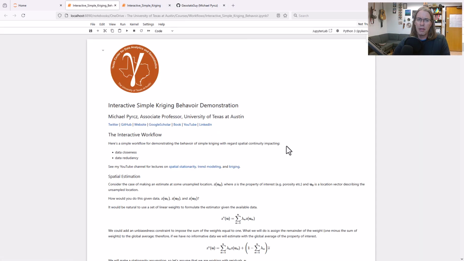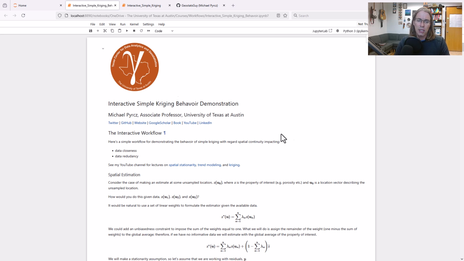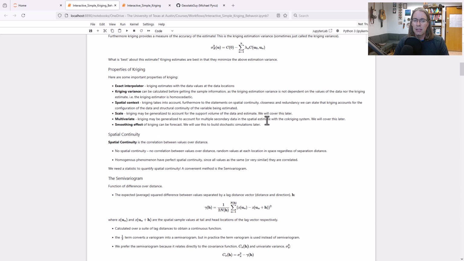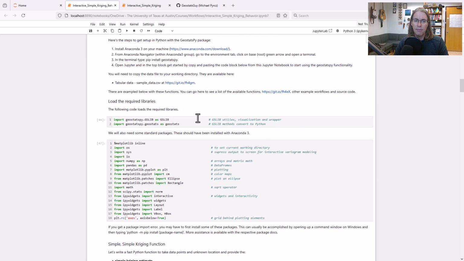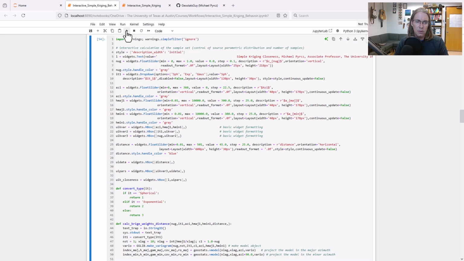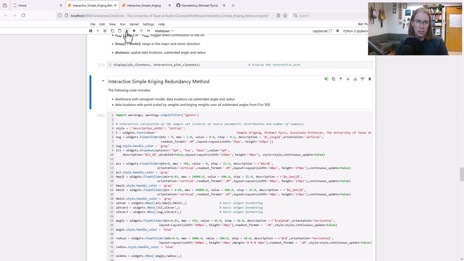We're going to talk a little bit about different aspects of the Kriging system. When you open up the Simple Kriging Behavior, Interactive Simple Kriging Behavior IPYNB, which is a Jupyter notebook, you should get something that looks like this. Let's go ahead and skip through some of the explanation, but we'll get down and run it until we get to the very first dashboard, right about here.